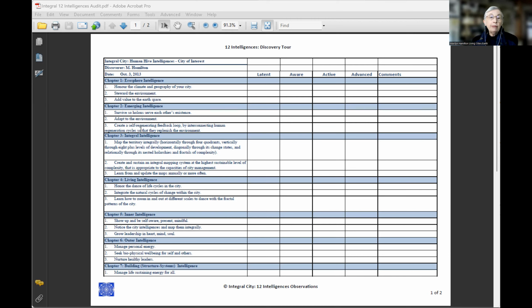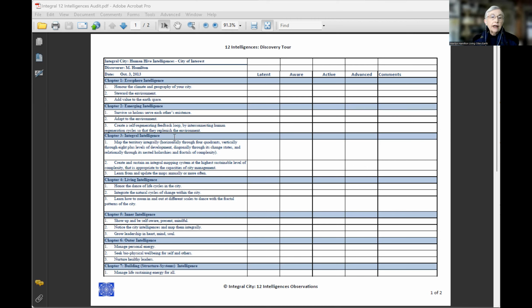And then the third element of emerging intelligence is creating a self-regenerating feedback loop by interconnecting human regeneration cycles so that they replenish the environment. So again, when you're looking at complex adaptive systems, we know that one of the things that enables them to continue life is that they have feedback loops. And in this case, the feedback loops need to tell us not only are humans regenerating life so that they're supporting human life, but are they supporting it for the whole of the collective life in the city and also its bioregion? So there you have the three elements of emerging intelligence.